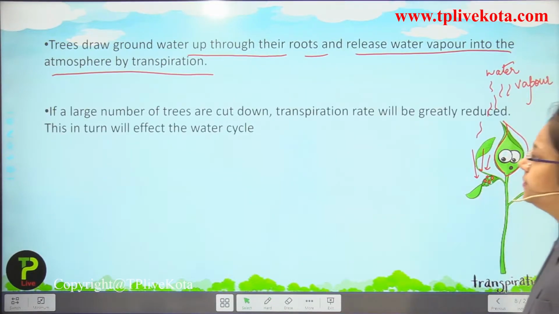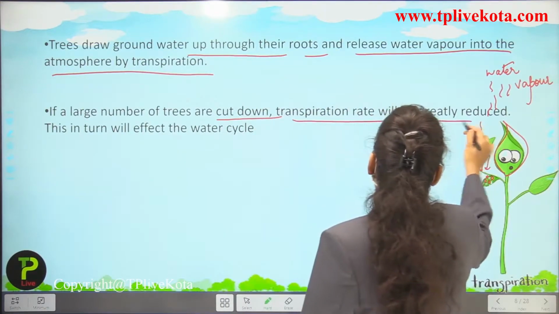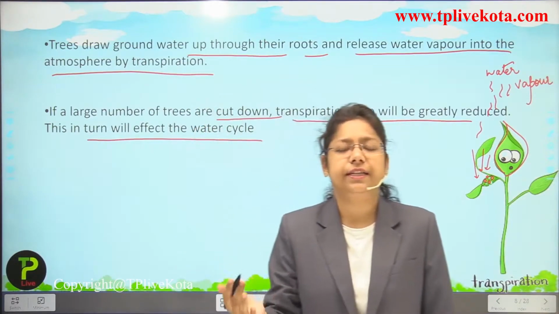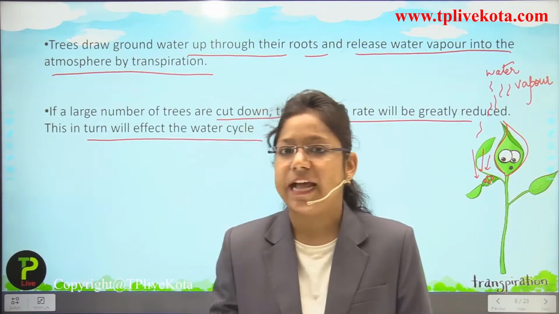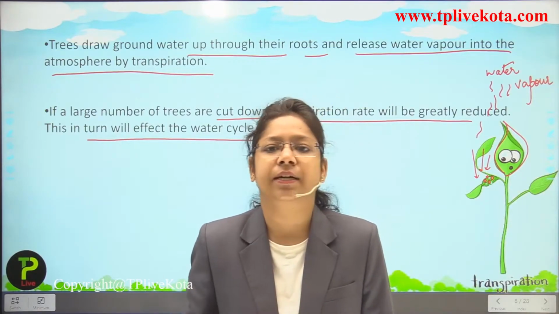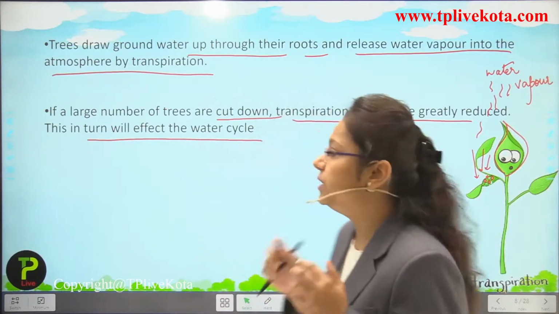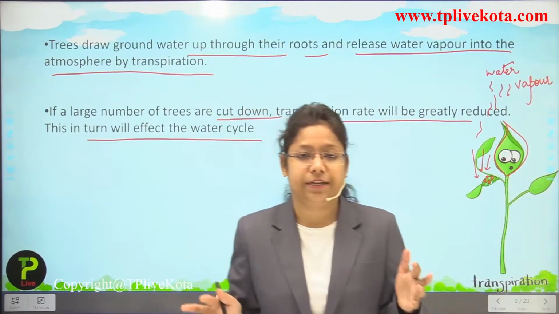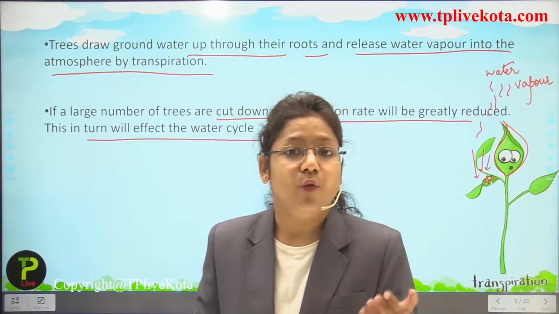Now, next is, if a large number of trees are cut down, the transpiration rate will be greatly reduced. This in turn will affect the water cycle. Obviously, in the water cycle, two things are very important: evaporation and transpiration. If they do not occur simultaneously, the water cycle will get disturbed. So, students, this is very important, that the trees should do proper transpiration so that the water goes into the atmosphere in the form of water vapor.